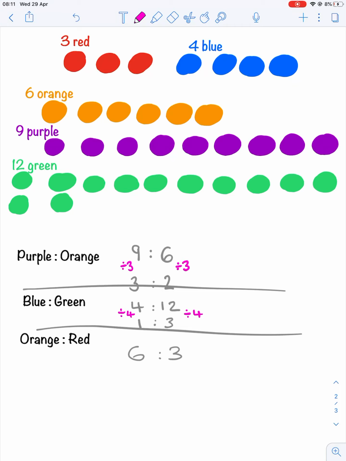I can't half them both because 3 is an odd number. So it's not divided by 2, but they're both in the 3 times table. So they can both be divided by 3. Okay, so final one, 6 divided by 3 is 2. And 3 divided by 3 is 1. And that's my simplified answer for that last one. Hope that's helpful.